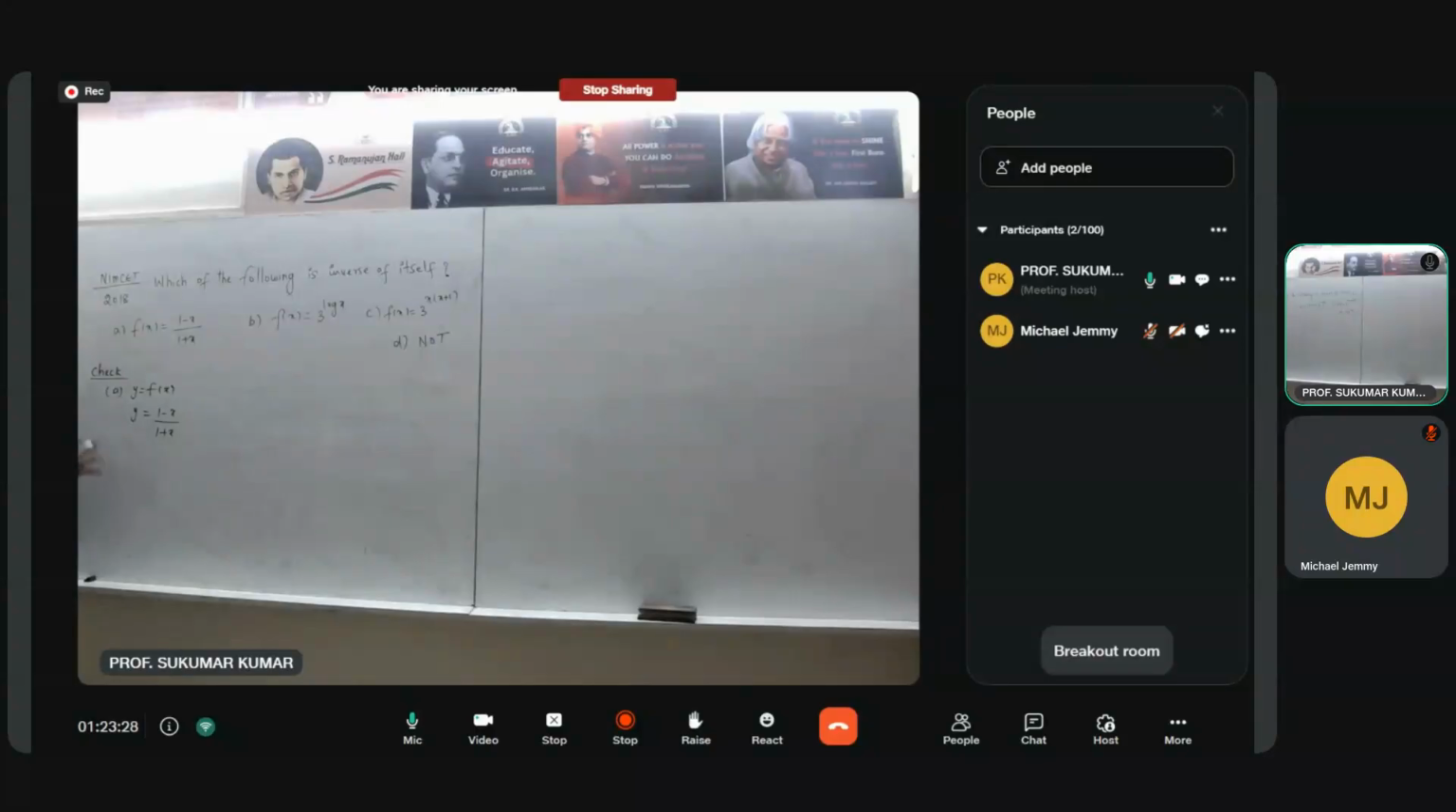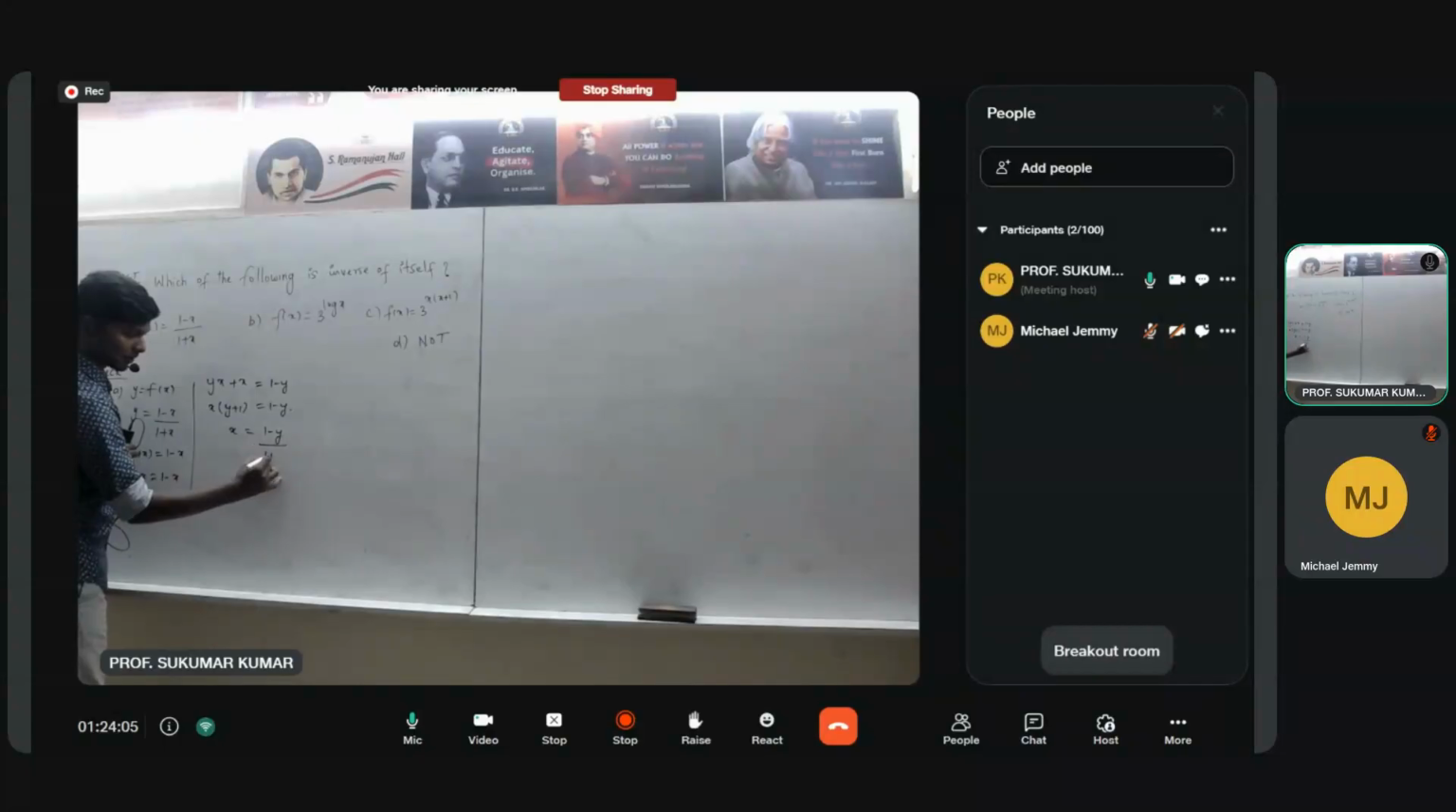Then bring it into an expression of y. So y into 1 plus x is equal to 1 minus x. Got it? Again, y plus yx is equal to 1 minus x. Then yx plus x is equal to 1 minus y. Then if I take x as common, x times y plus 1 is equal to 1 minus y. So x is equal to 1 minus y divided by 1 plus y. We can write this expression in terms of y.